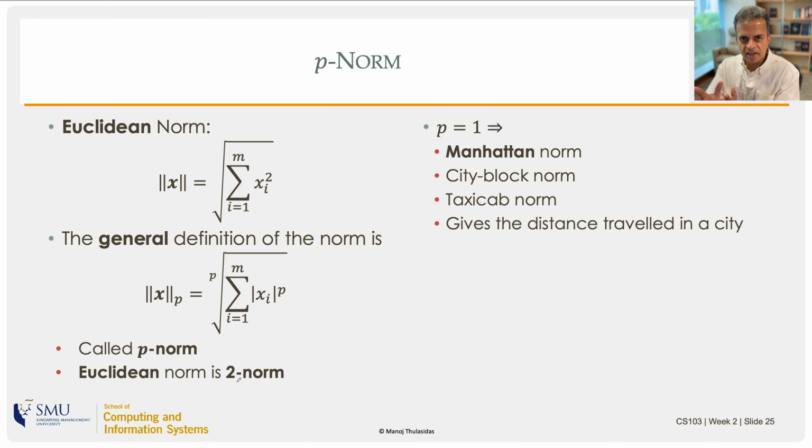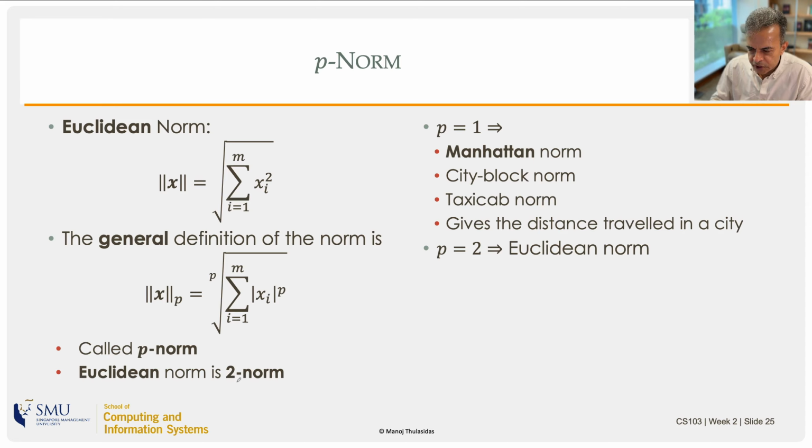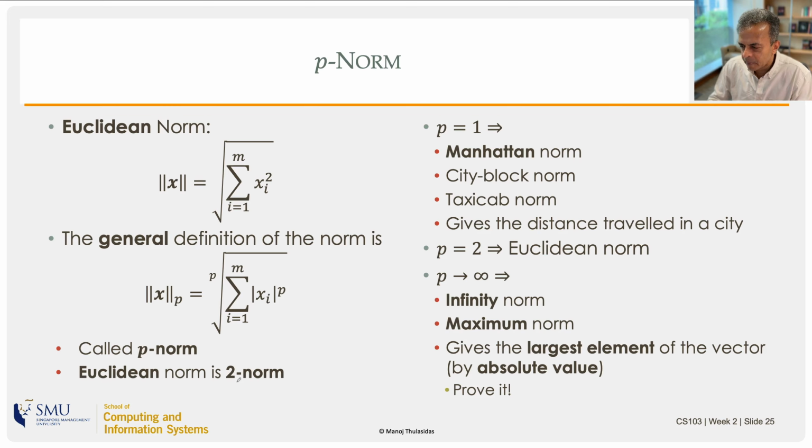When the blocks are laid out as squares in a grid, in order to reach from one point to another point, you have to go horizontally and then vertically. And you can take any kind of zigzag path, but they will all add up to the same length. That is a Manhattan norm. It's also called the taxi cab norm for that reason. Take a look at that one. P equal to 2 is like the line of sight kind of distance. That is a Euclidean norm, and that's the one that we use most of the time.